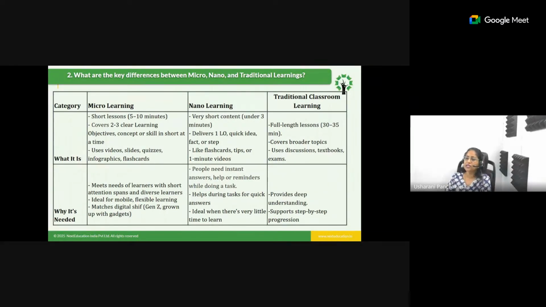Now coming to the last one, that is traditional. It provides the deep understanding which is not possible in either of these two tools, and supports step-by-step progression. In micro learning it is possible, provided the teacher does it with proper progression, aligning the content. This is what we are going to show in the next couple of slides. So here it supports step-by-step progression.